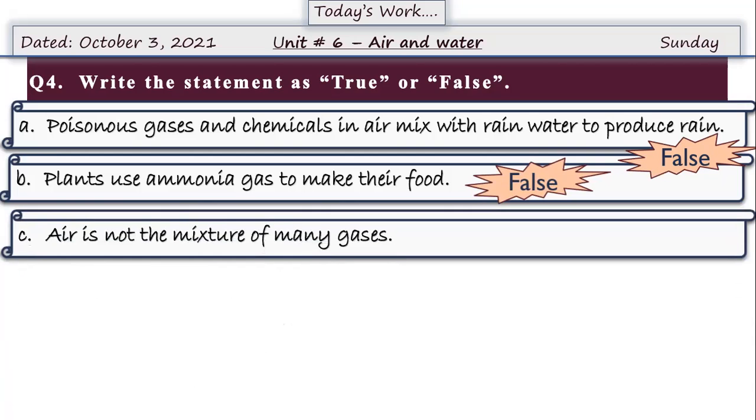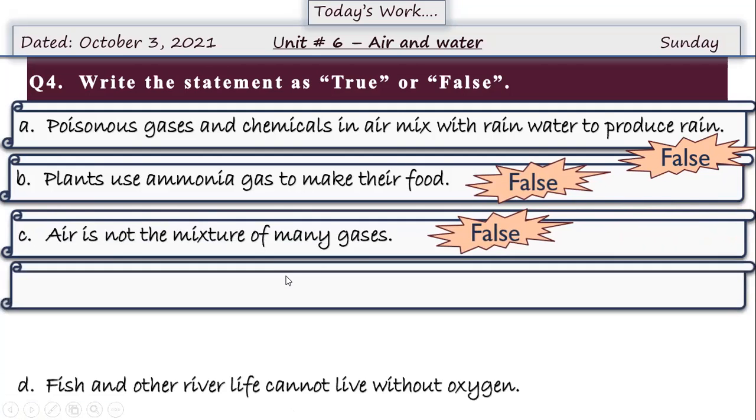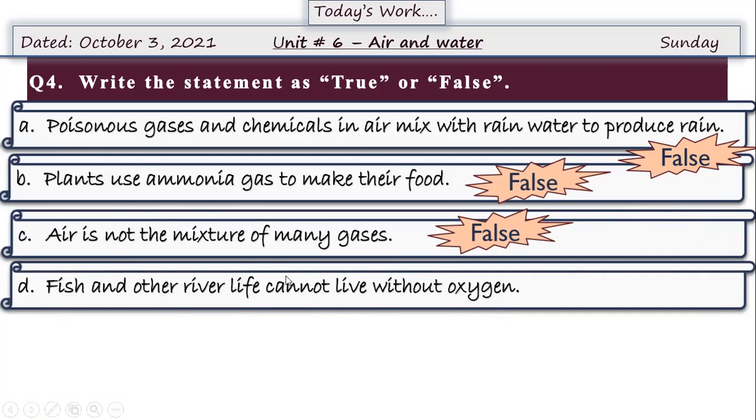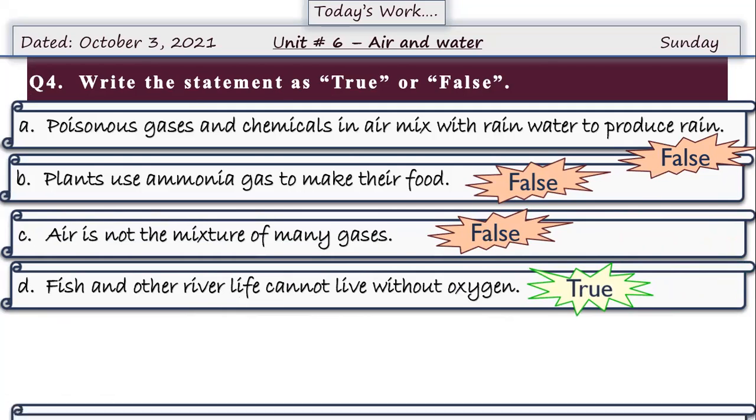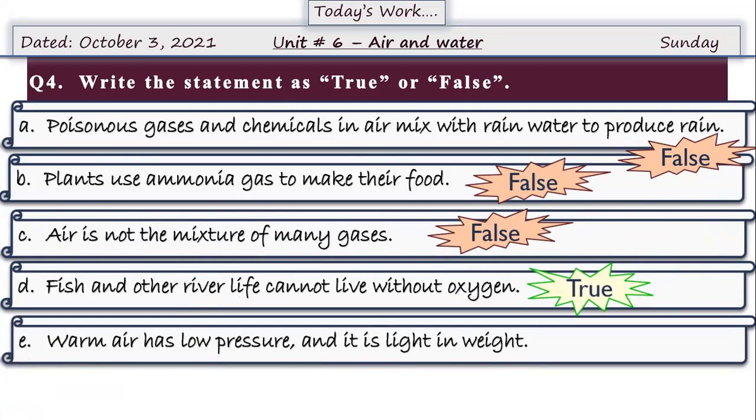C. Air is not a mixture of many gases. We have learned so many times about that. Air is a mixture of many gases. So it's a false statement. D. Fish and other river life cannot live without oxygen. Yes, it's a true statement, students. We cannot live without oxygen because we are inhaling oxygen and exhaling carbon dioxide.